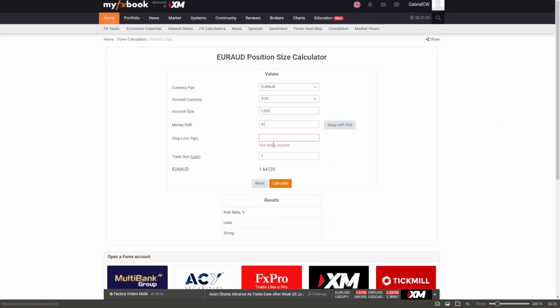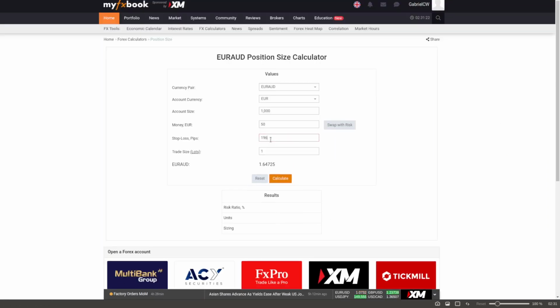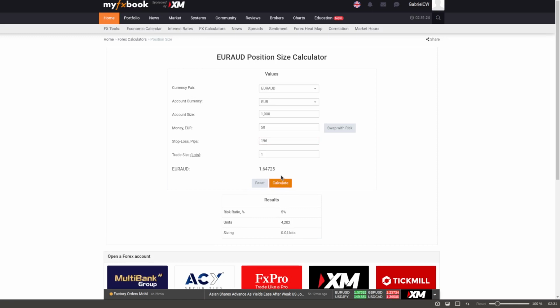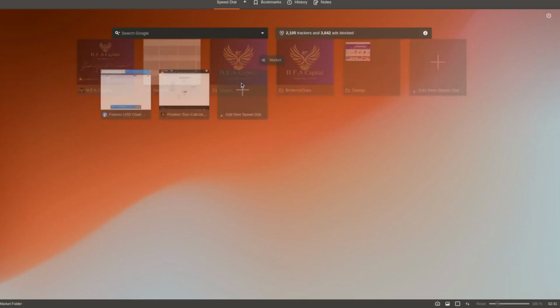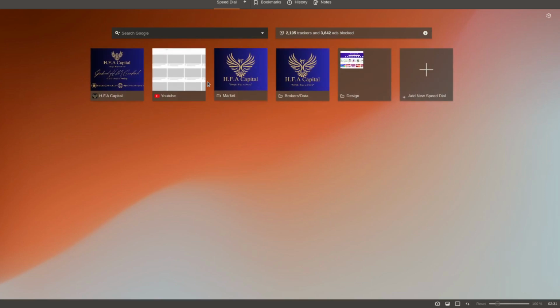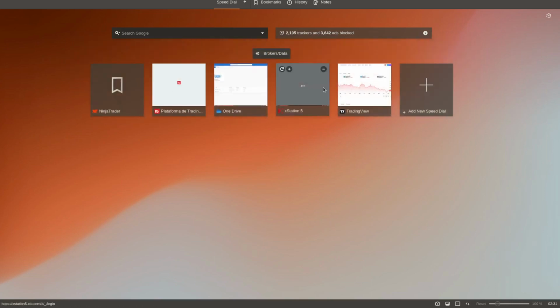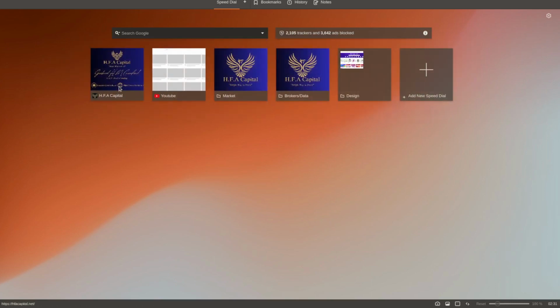So we can use 196 pips and then calculate. That gives us 0.04 lots. That's how much we're going to be trading based on this. Now what we do is a profit calculator, I think. Yeah, let's just do a profit calculator. There are loads of websites here I don't use at all. I really need to change it.